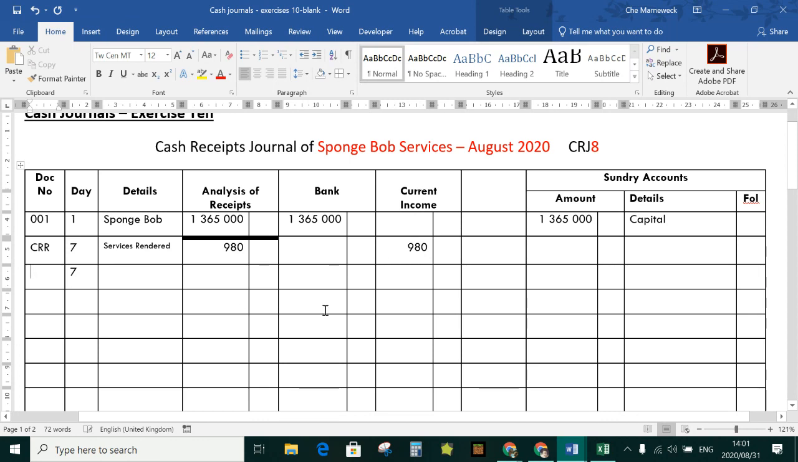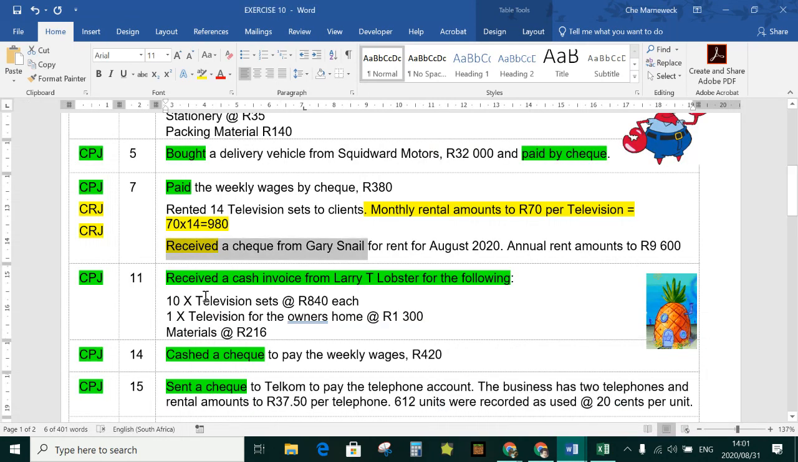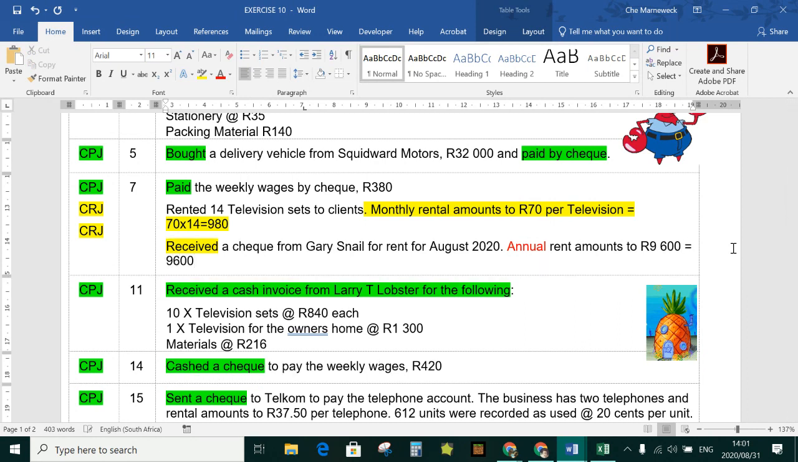Next transaction is still on day 7. Received a check from Gary Snell for the rent for August 2020. Annual rent amounts to $9,600. Annual means the rent for the year. How many months in a year? There are 12. So we're going to say 9,600 divided by 12 to get how much it would be for 1 month. And we should get 800. We are only paying for 1 month's worth of rent.